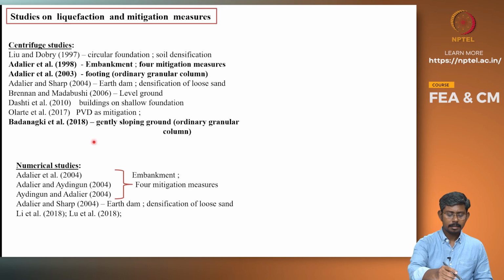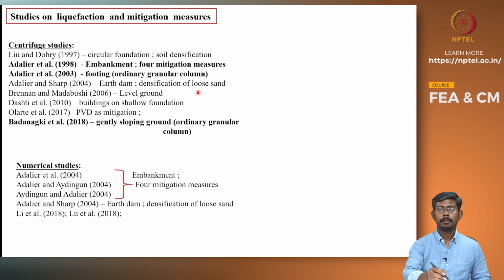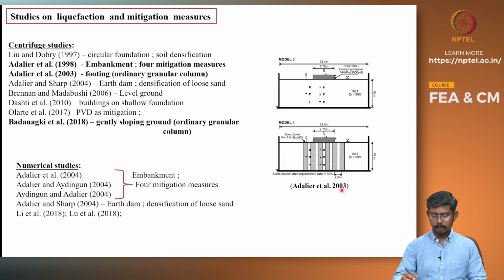Previous studies have considered different mitigation measures, and among them, studies on granular columns are very limited. For instance, Adalier et al. 2003 considered a soil deposit made of silt that supports a footing. Here the soil is treated with granular columns at an area ratio of 30%, and the performance of the treated ground is explored and compared to the results from the untreated ground.